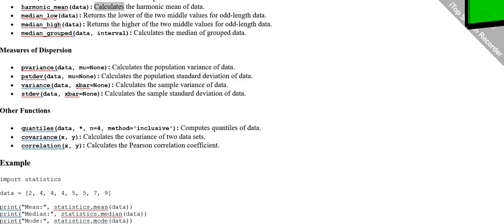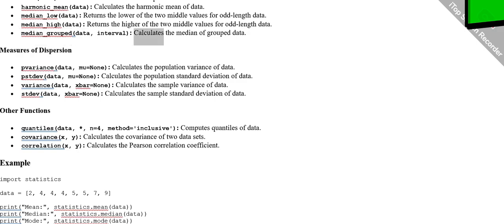harmonic_mean(data) calculates the harmonic mean of data. median_low(data) returns the lower of the two middle values for even-length data. median_high(data) returns the higher of the two middle values for even-length data.